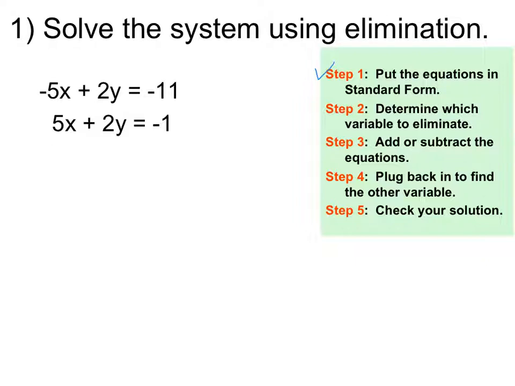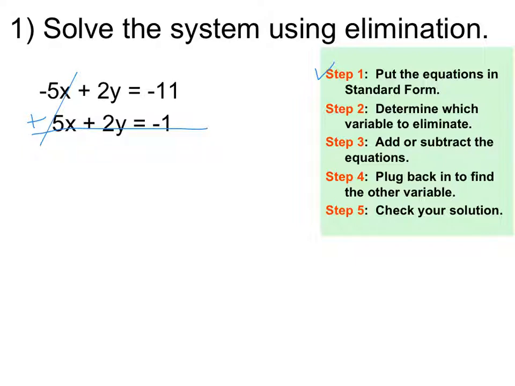So this problem you can actually decide if you want to get rid of x or y, and it's going to depend on if you want to add or subtract. And I would definitely say adding is easier than subtracting. So if I'm thinking of adding -5 plus 5, that's going to create a 0. So I'm going to add every different part of this.